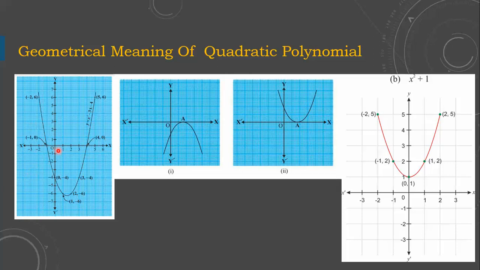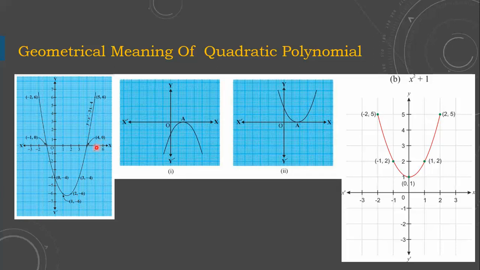Here you can observe, students, that this graph cuts the x-axis at two different points. So we can say this graph has 2 zeros, which means this polynomial has 2 zeros. Which are they? Here it cuts at minus 1, so the point is minus 1, 0. The x coordinate is minus 1, and the y coordinate is of course 0.